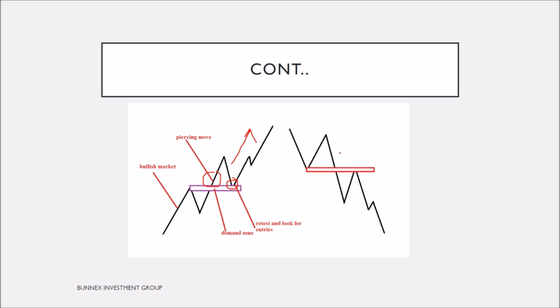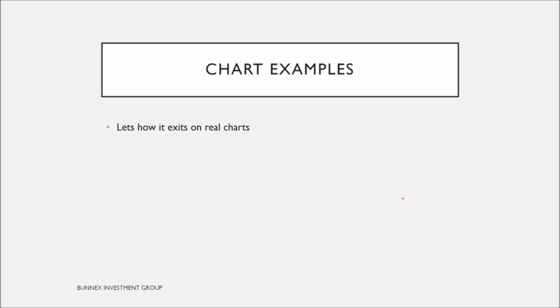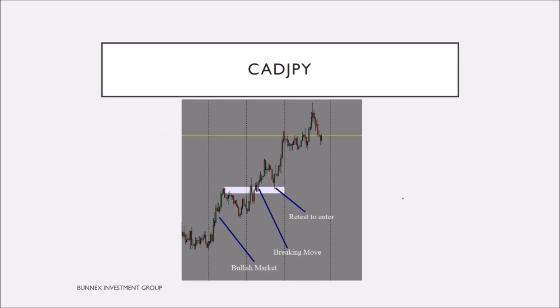We have a piercing move. This one is the piercing move. After that piercing move, we have a retest of this zone becoming a supply zone and continuation of trend. So let's see how it exists on real charts.